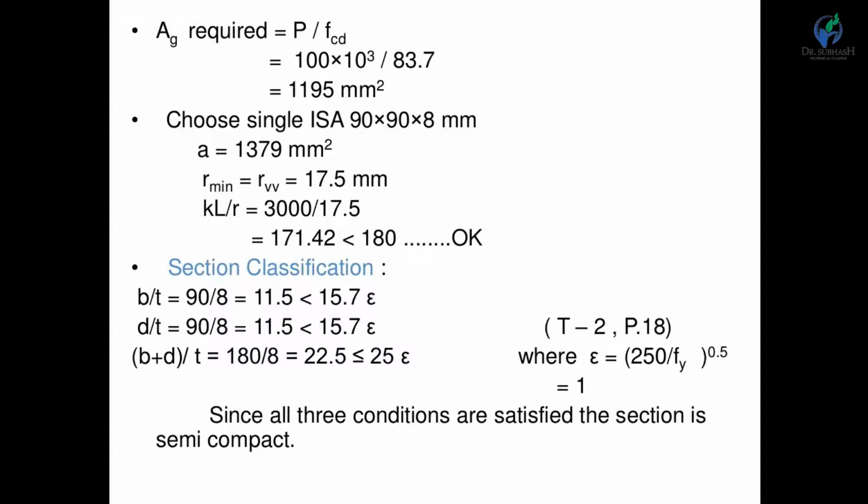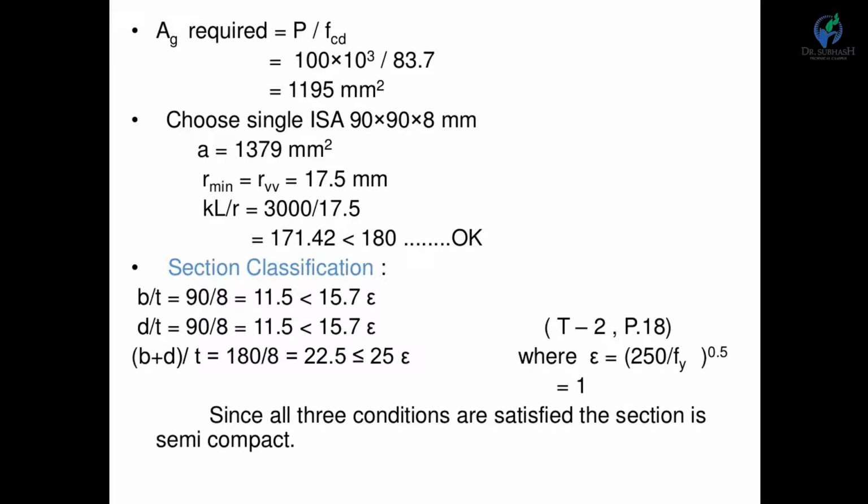Now next, calculate r minimum. It means the two values we can see in the steel table, ruu and rvv, or rxx and ryy. Before we find r minimum, we find these two values. The smaller of these two values we take as r minimum. Once we find r minimum, we find KL upon r.